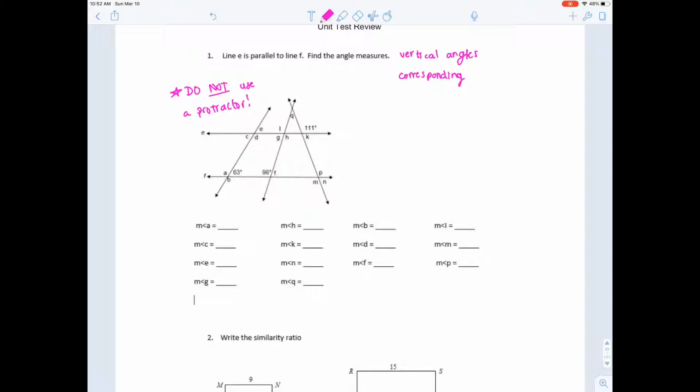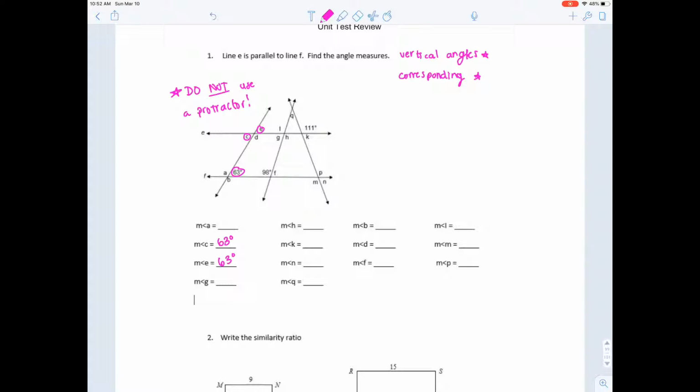So my first inclination is to start out with either vertical or corresponding angles because those are the easiest for me to spot out and notice, and we know that those angles are congruent to one another. So I'm looking at 63. Looks like angle E is corresponding, so that's going to be 63 degrees. Okay, angle C is a vertical angle to E, so therefore C is also congruent. It's also 63 degrees.